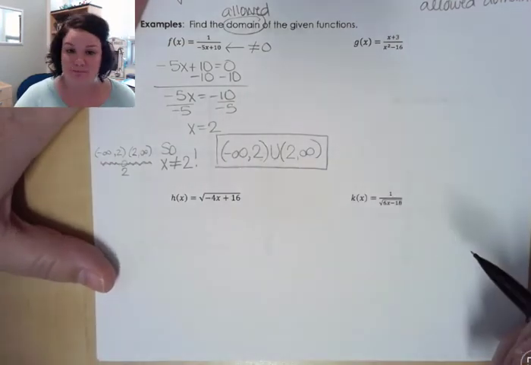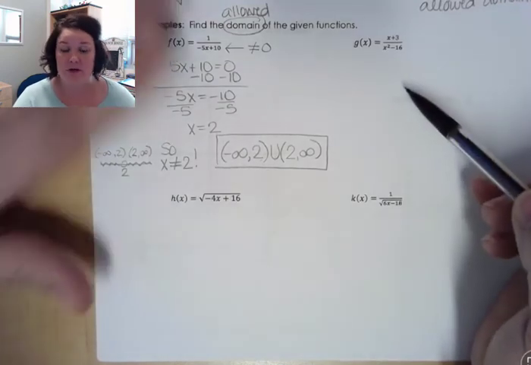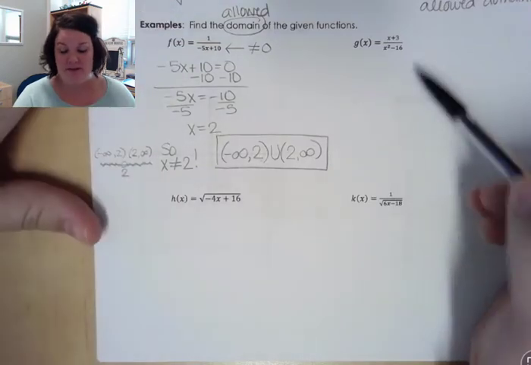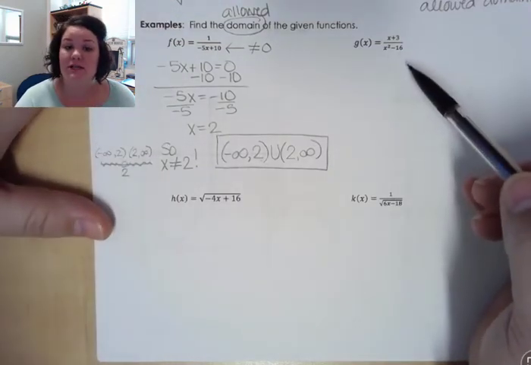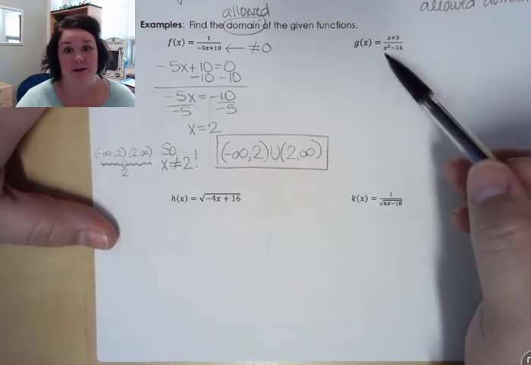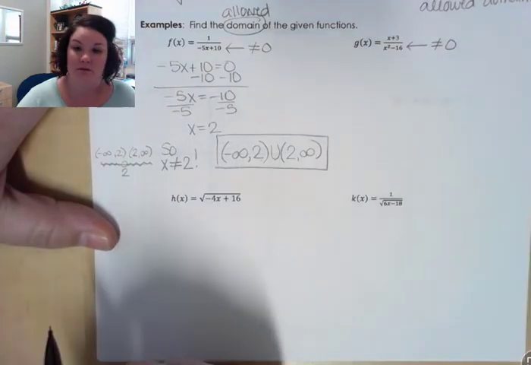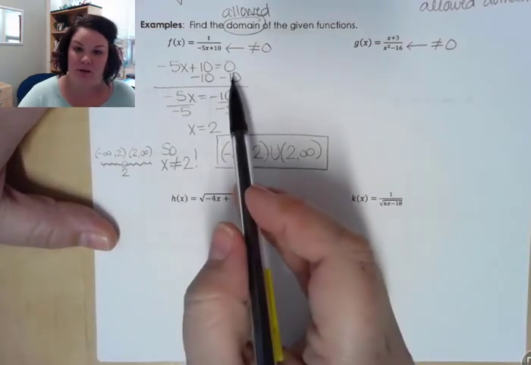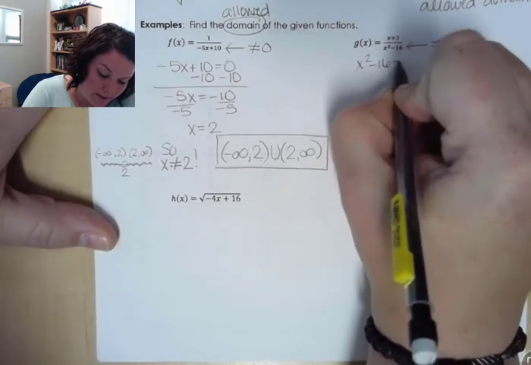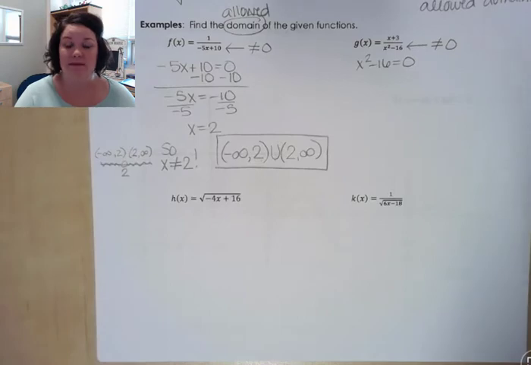So let's look at another one. Same idea here. The only issues I'm looking for is if I have a variable denominator or if I have an even root radical. I don't have any radicals here, so I'm just looking to see if I have a variable denominator. In this case, I do have a variable in my denominator, so I know that this cannot equal 0. So just like I did on this last problem, I'm going to go ahead and set my denominator equal to 0 to figure out what values of x would cause this to be 0.